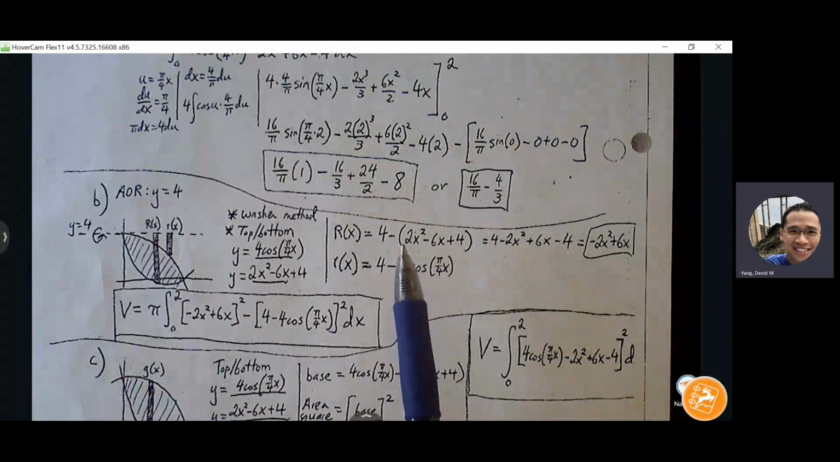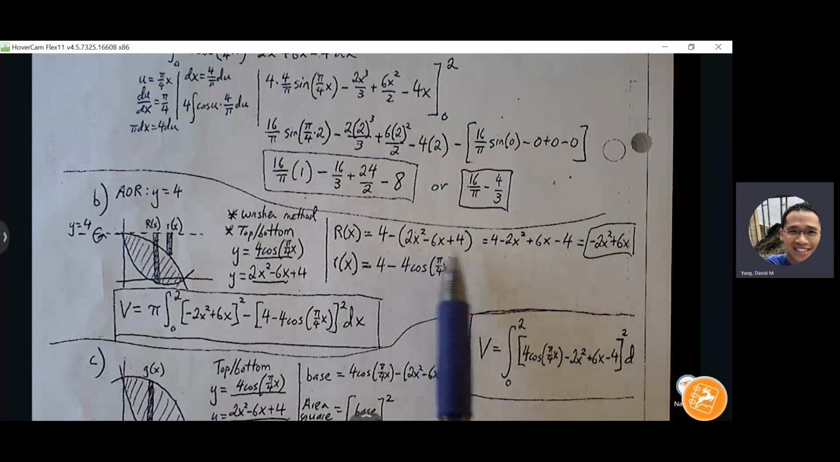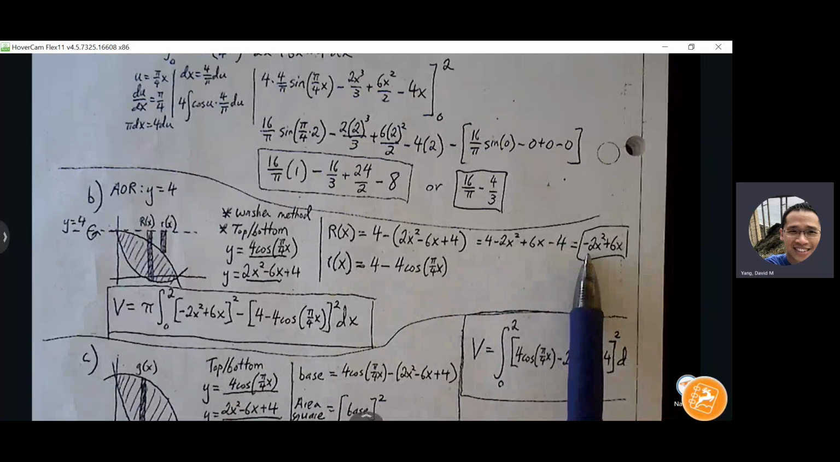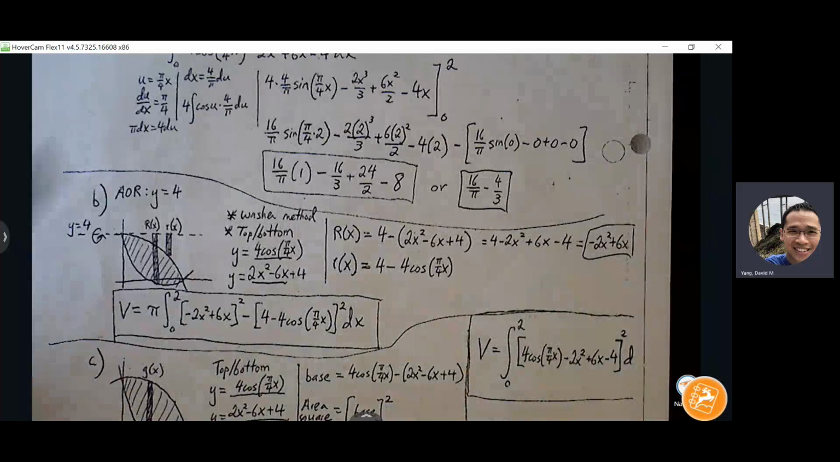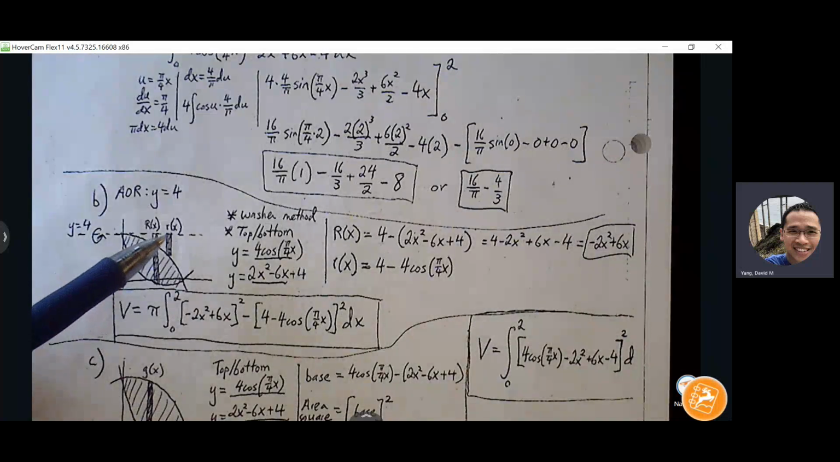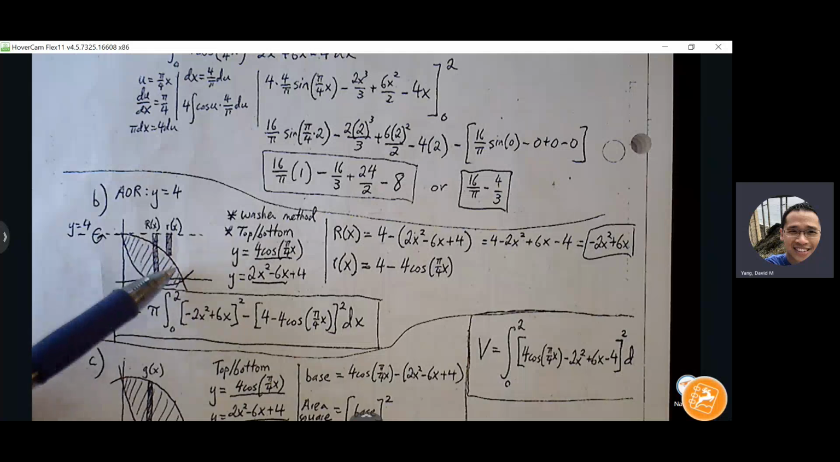Okay, careful with the parentheses. Top minus bottom, we have to protect the bottom function with a set of parentheses, distribute that through, and combine like terms. I get it down to a cleaned up R of x, big R. And the little radius, top minus bottom: the top of the little radius is sitting at y equals 4, and the bottom of the little radius is sitting at the cosine curve. So 4 minus 4 cosine pi over 4x.